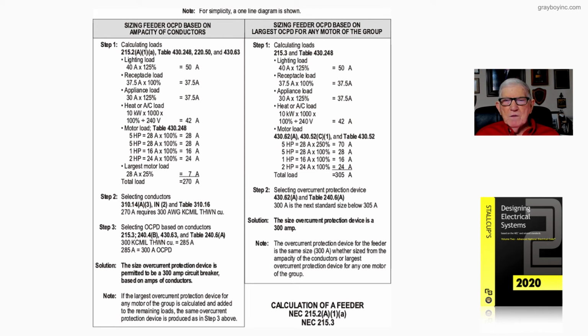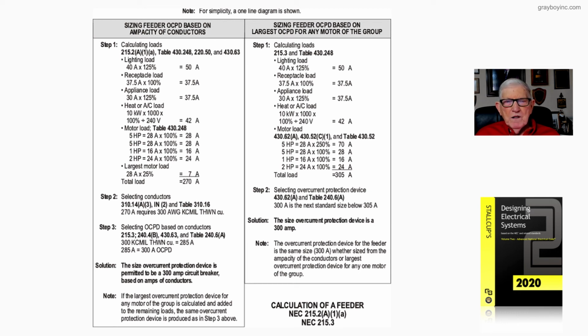The 28 amps, you got from your table 430.248. 5 horse at 28, 100%, 28. 1 horse there at 16, 100%, 16. The 2 horse at 24 at 100%, 24. Add those together, 305. Now make note of this. There is no exception in 430.62(A) to let you go up. You can't round up, so you round down to 300.